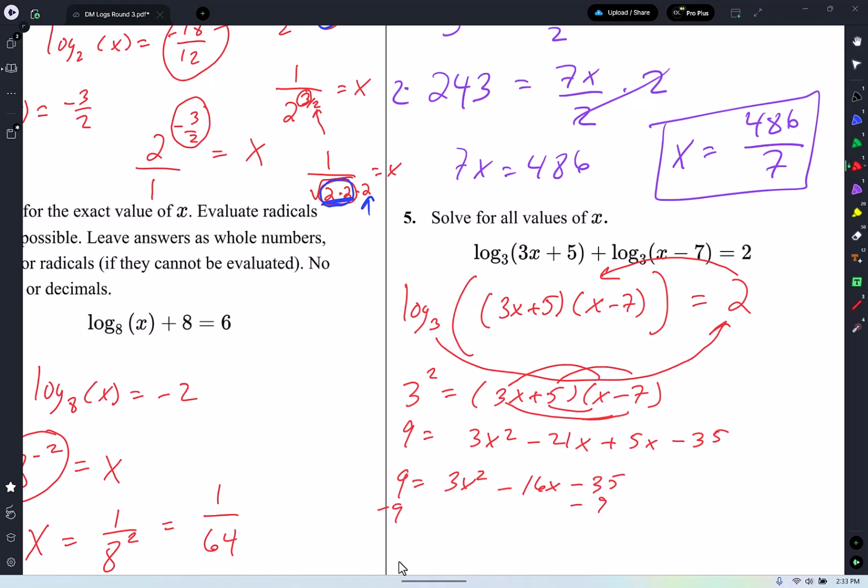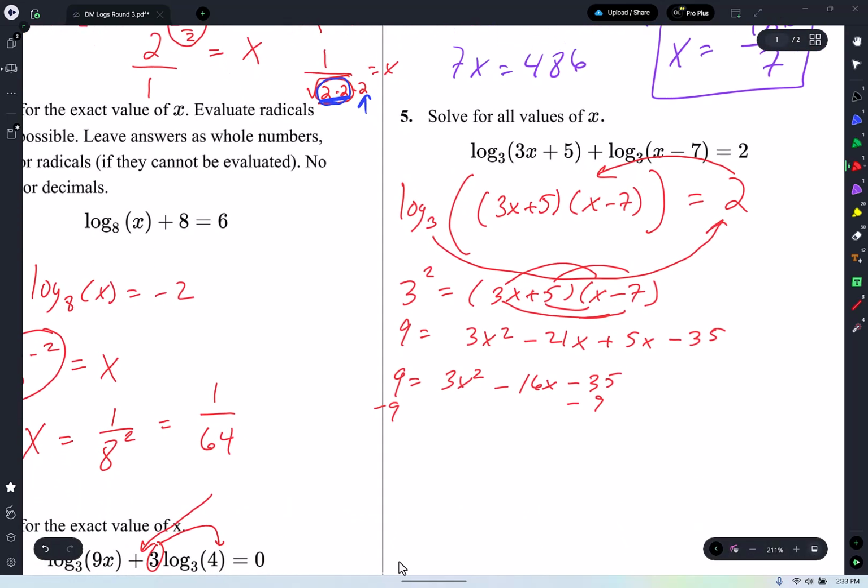Subtract 9 because you have a quadratic. You want to set it equal to 0 to solve, right? Yeah, we're done with the pre-calc. We've just been doing algebra since exponent form. You can divide by what?